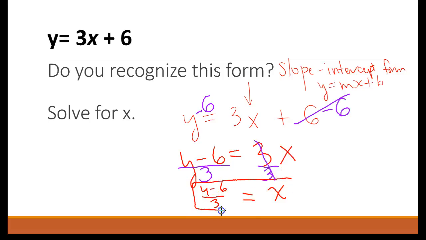There are alternative ways you could write that if you wanted to split that up as y over 3 minus 6 over 3, which is y over 3 minus 2. A lot of different options there, but let's just focus right now, since we just got started, on getting that variable by itself.